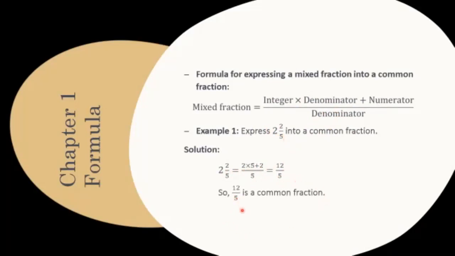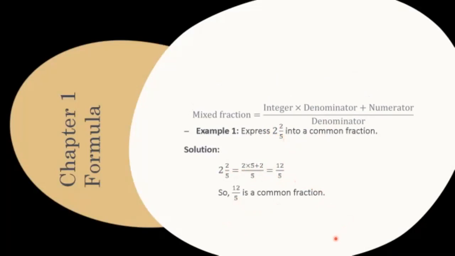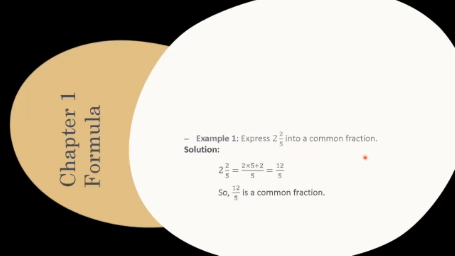So my dear students, 12 divided by 5 is a common fraction. This is the formula for the mixed fraction, and in example 1, expressing 2 whole 2 divided by 5 as a common fraction, this is the solution: 12 divided by 5.